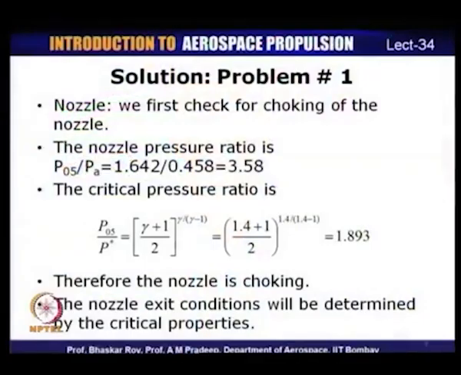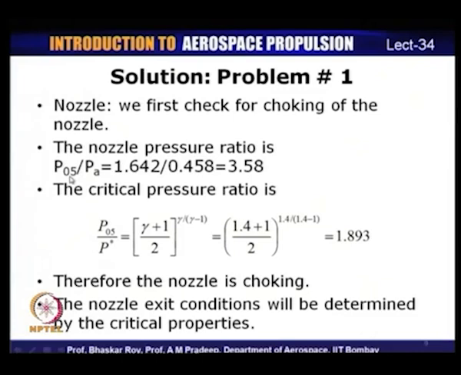So, how do you find out whether the nozzle is choked or not? To determine this, we need to find the stagnation pressure ratio across the nozzle as well as the critical pressure ratio across the nozzle, which is a function of the ratio of specific heats. Then, if the actual pressure ratio is greater than the critical pressure ratio, it means that the nozzle is choked. If it is less than the critical pressure ratio, it means the nozzle is unchoked. So, depending upon whether it is choked or unchoked, the exit conditions can be different. So, to check for the choking of the nozzle, let us find out the nozzle pressure ratio.